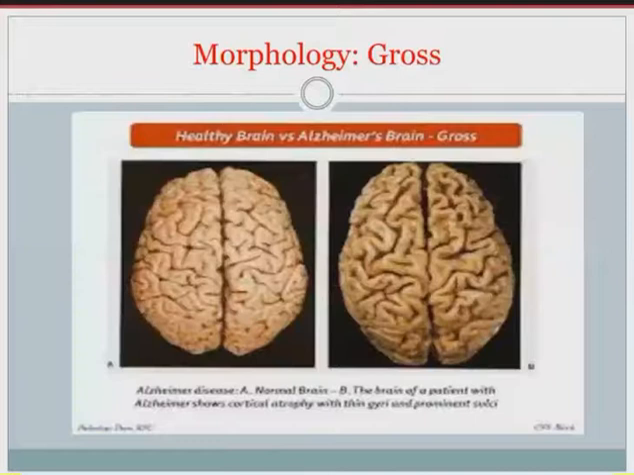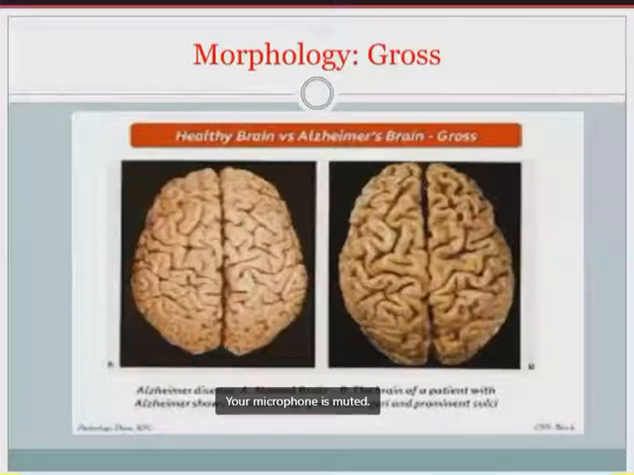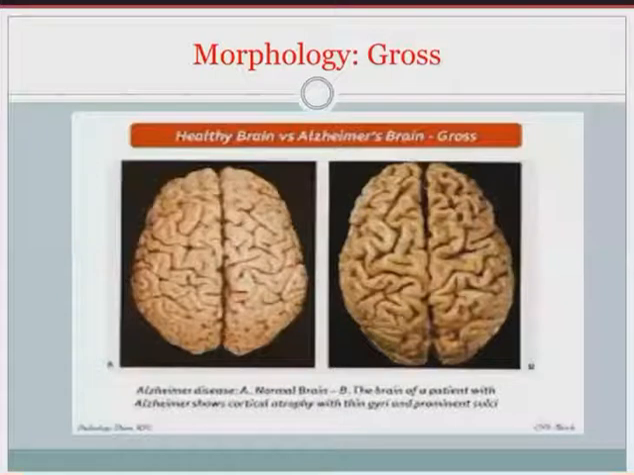Okay, so in one figure there is a healthy normal brain, and on the other side you can see the brain in which the sulci are widened.